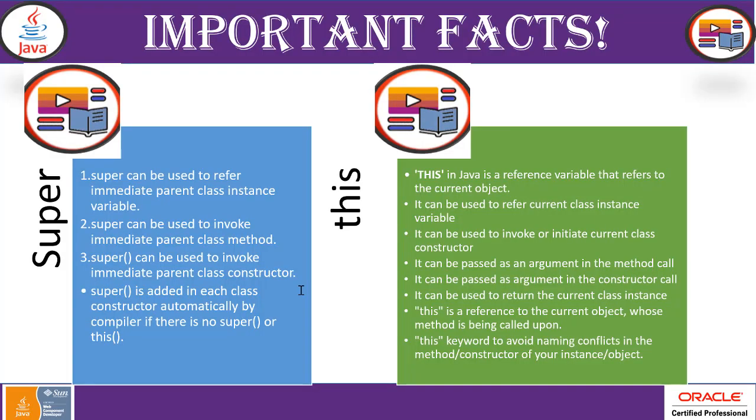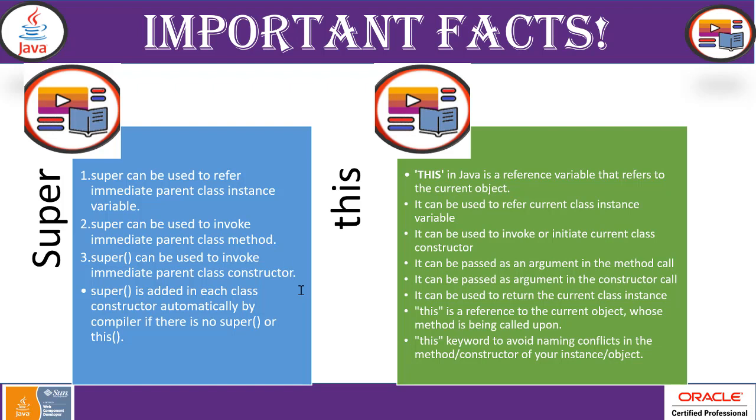Important facts for super. Super keyword can be used to refer immediate parent class instance variable, that can be used to invoke immediate parent class method, and can be used to invoke immediate parent class constructor. This is also added in each class constructor automatically by compiler if there is no super or this.